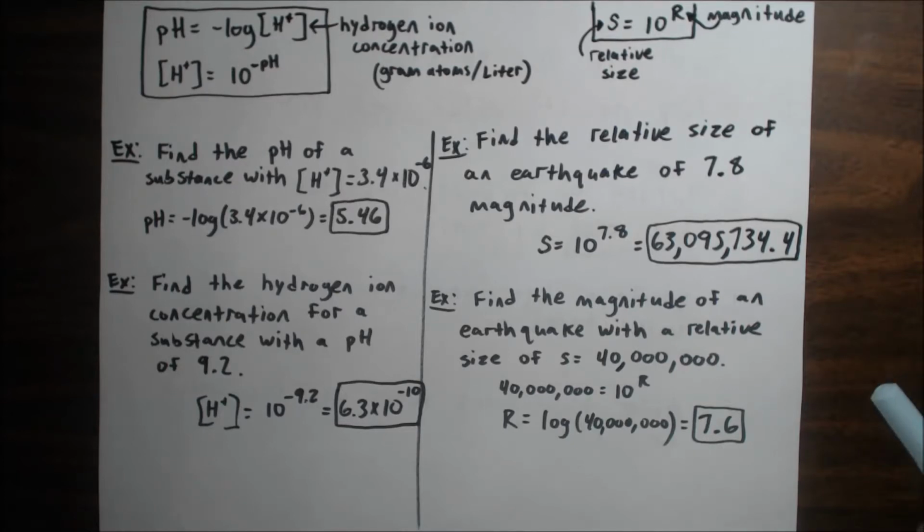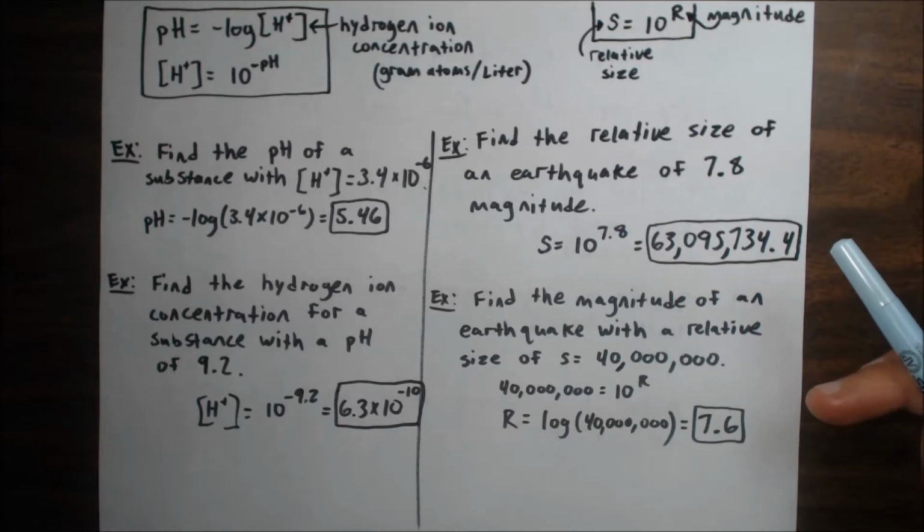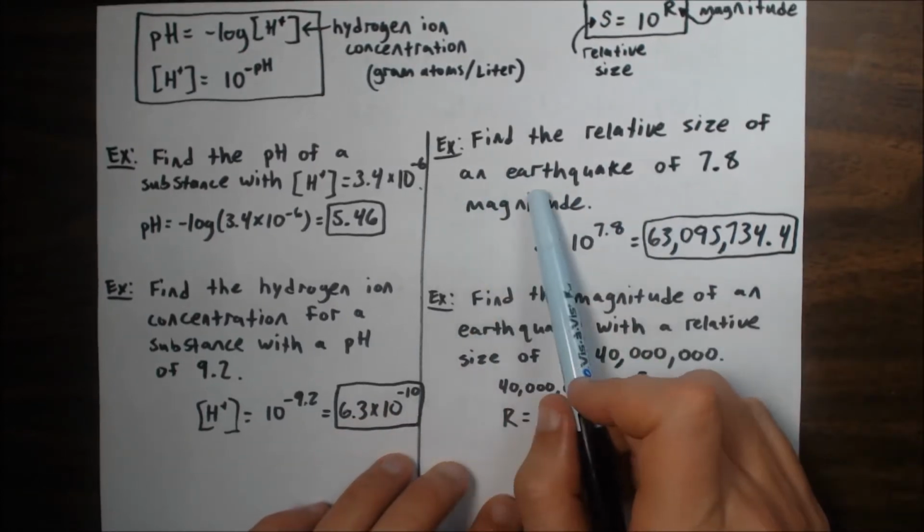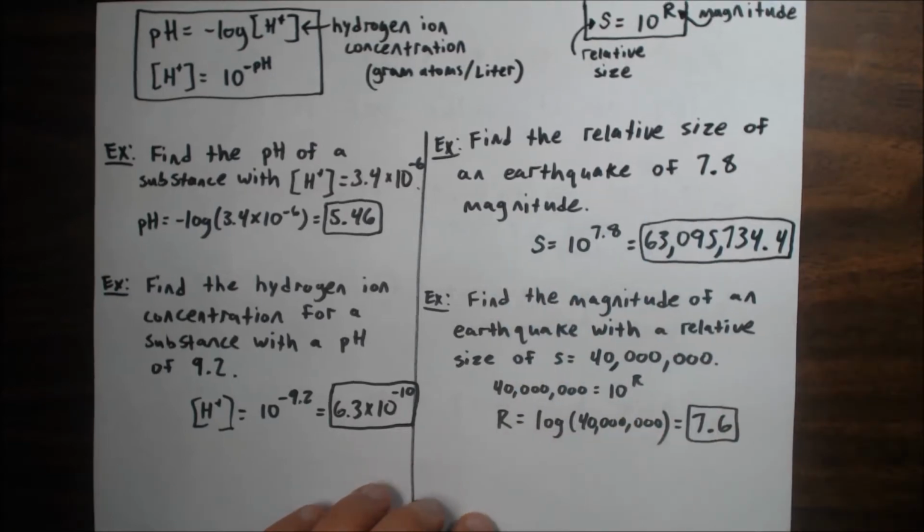If you want to have a fun read, get on Wikipedia, look up the Richter scale. They've got some famous events throughout history, and you can actually see what they registered on the Richter scale, including the impact that killed the dinosaurs, or what they expect the magnitude was. Very interesting. Anyways, find the relative size of an earthquake with a 7.8 magnitude.